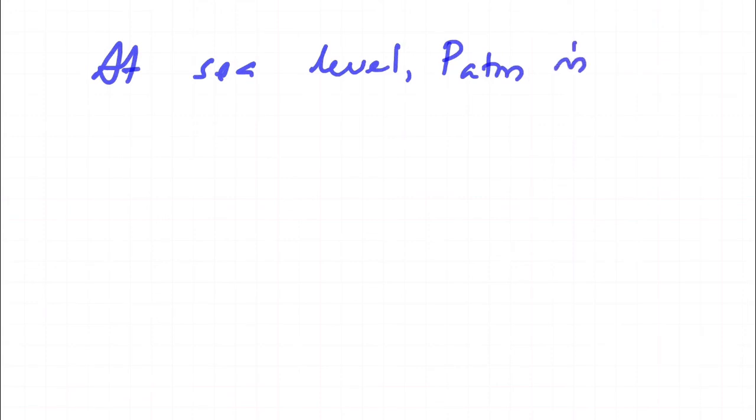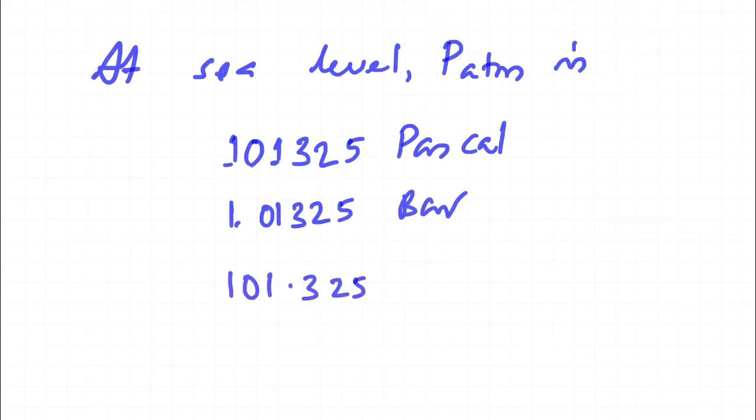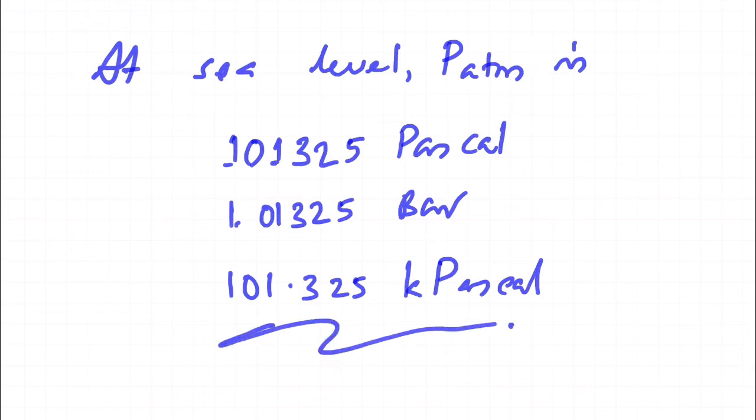Now, what is the atmospheric pressure, or how is it defined? The atmospheric pressure universally is defined at sea level, and the quantity is 101,325 Pascal, or 1.01325 bars, and that's the measure of atmospheric pressure. You can also say that's 101.325 kilopascal. So these are all different descriptions of atmospheric pressure at sea level.